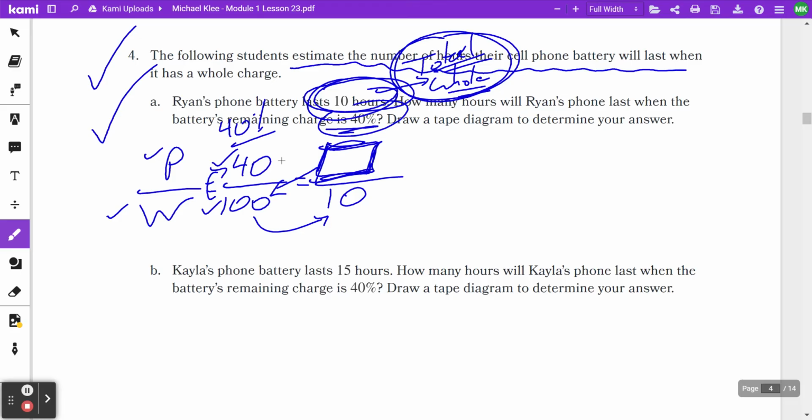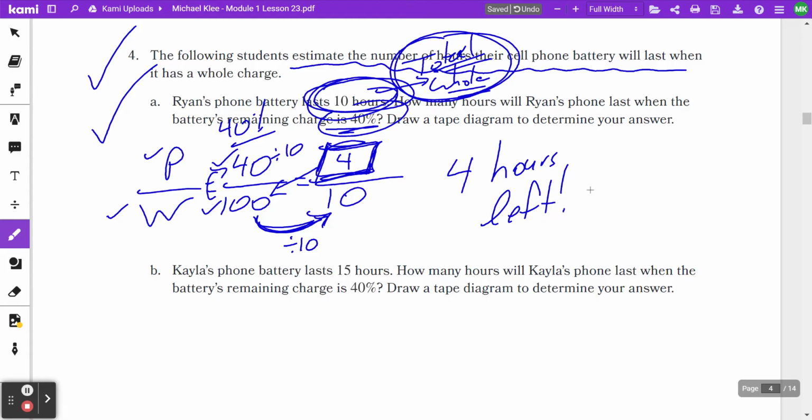Going up, well, I could probably do it, but it's a little easier just to move to the right because I can just divide by 10. So 100 divided by 10 on the bottom, so 40 divided by 10 on the top. And I wind up with 4. So 4 hours left. And there you have it.